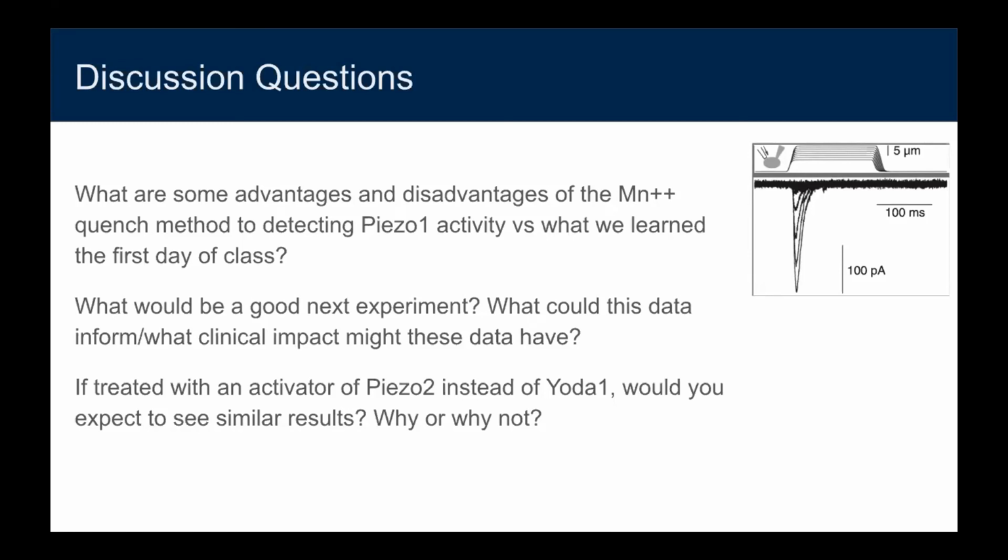So is it okay if we move on to the next one? Yep, definitely. Cool. I always like thinking about what would be a good next experiment, what this data could inform, and what clinical impact it might have. Especially the first part: now that they have all of this data, what would be best to know next? If they could include one more thing in this paper, what might it be? Just food for thought again.